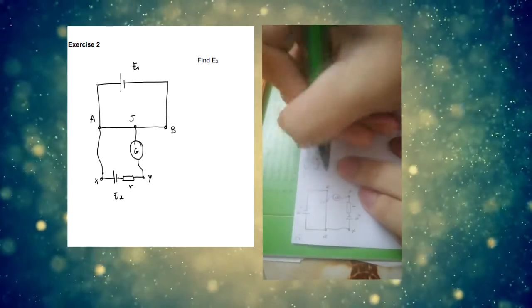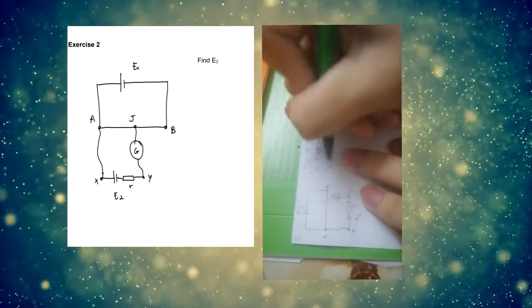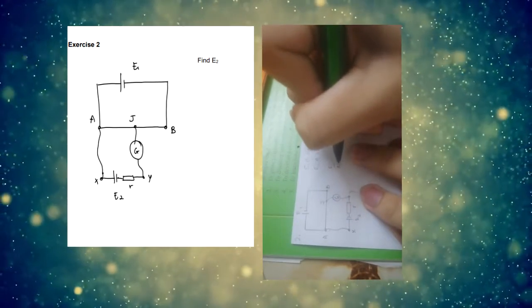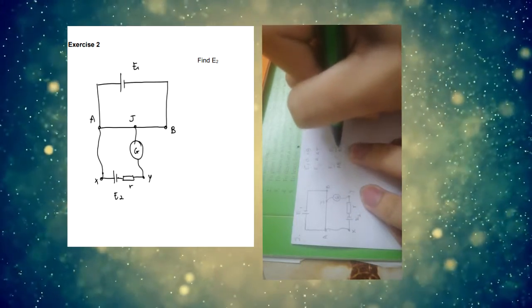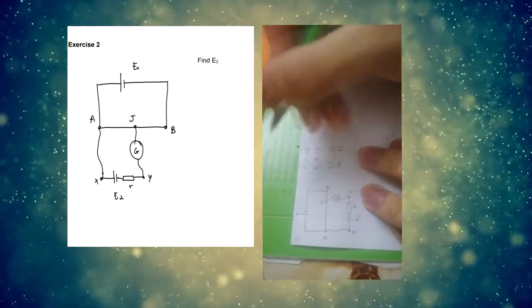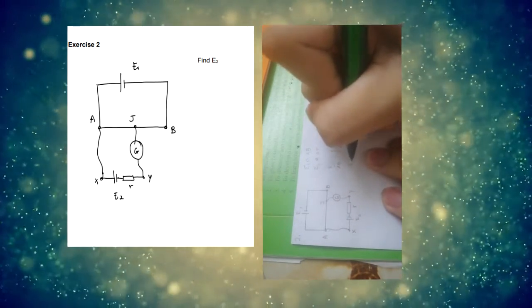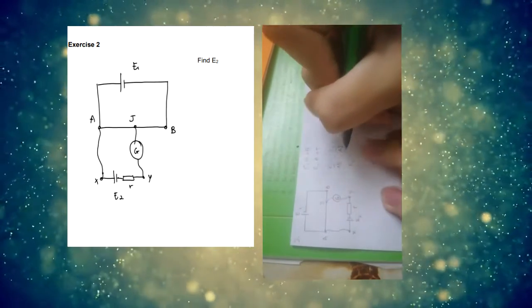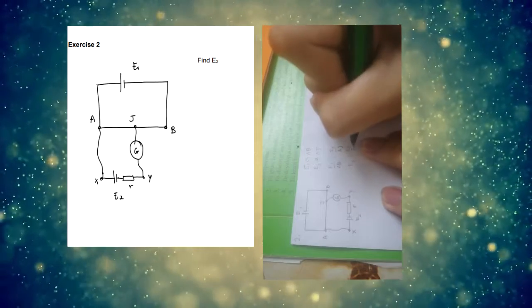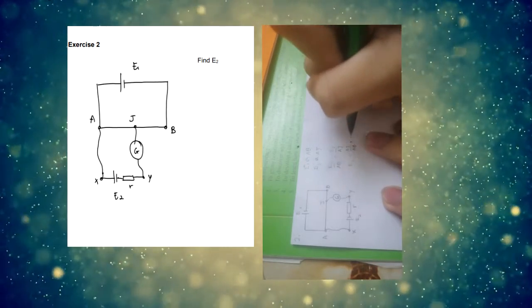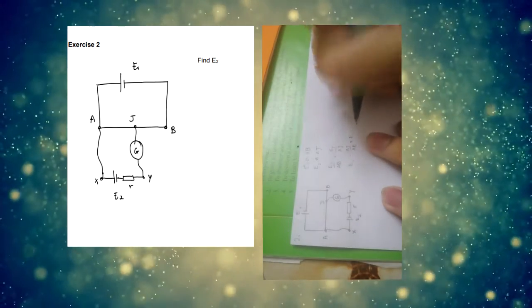Okay, so you'll get something like this. Then we make E2 the subject, and then we will get AJ over AB times E1. That's it.